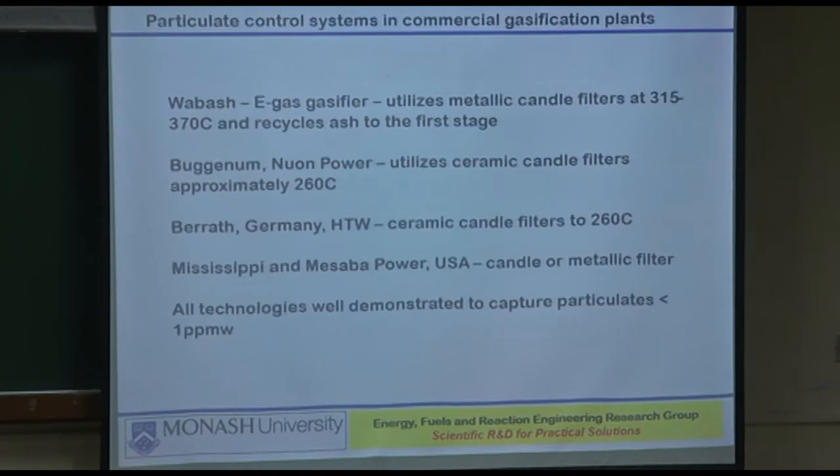And so let's see this. So Wabash is in the US. It uses the E-Gas gasifier. What is the E-Gas gasifier? We showed one of the schematics. It's a two-stage slurry fed gasifier that uses the metallic candle filters. But look at the temperature range.